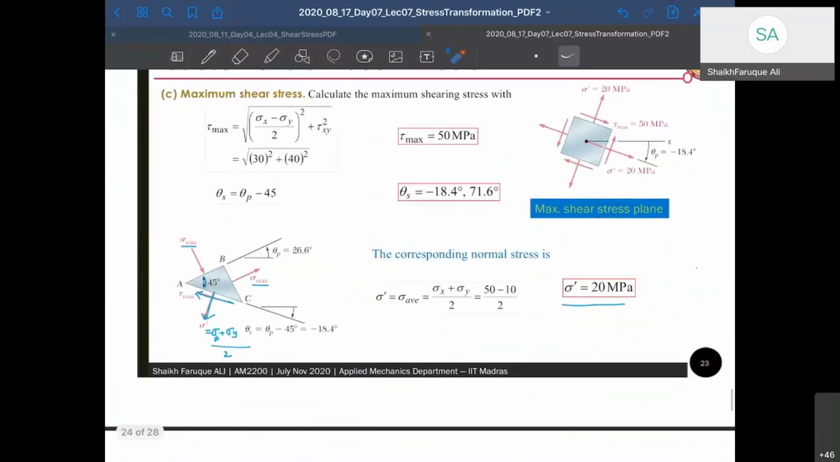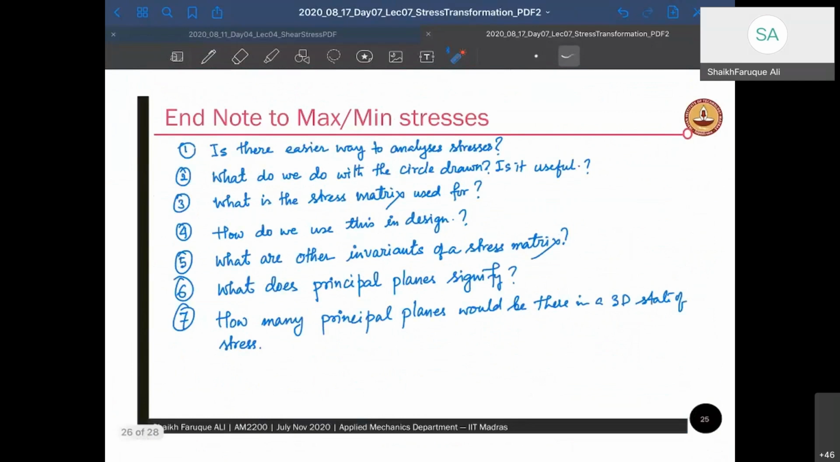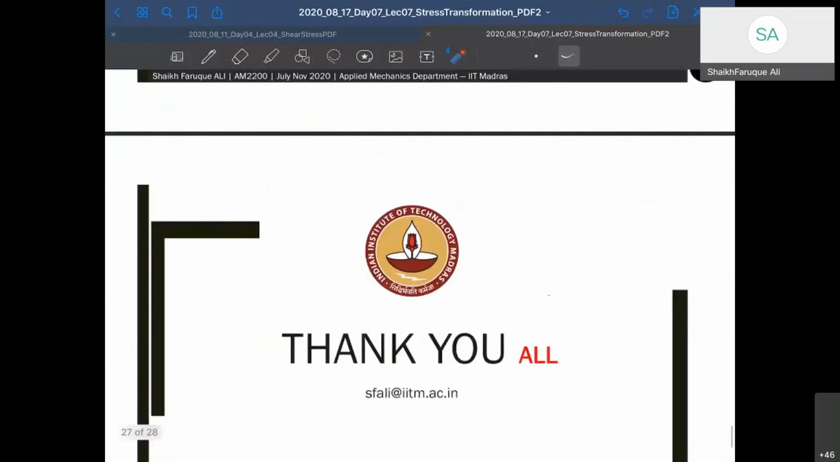And that's here. Okay. With that, I'll stop. You might have another class. Please go through the stress transformation for the second problem yourself. There are a few notes I've given here. Please read these notes. These are very important for you. And with that, I'll stop.